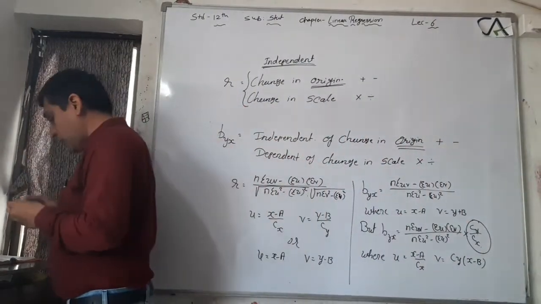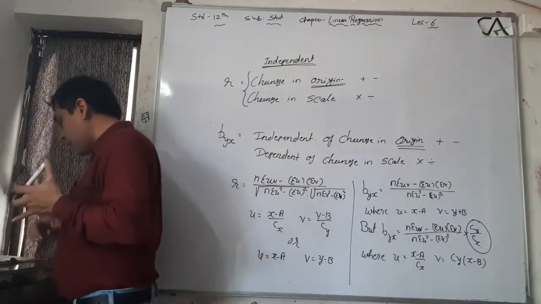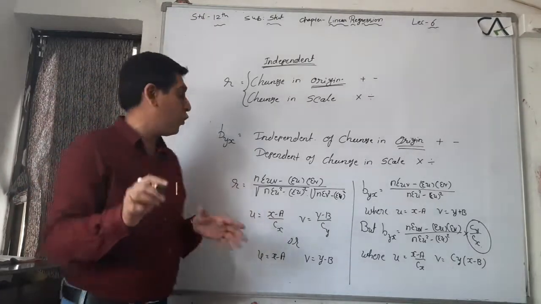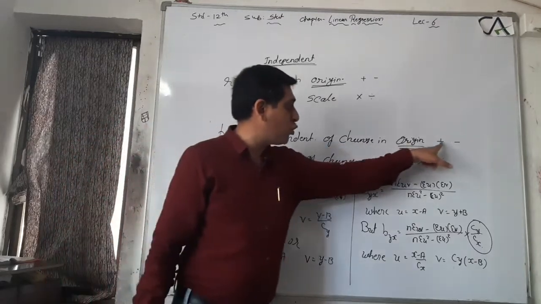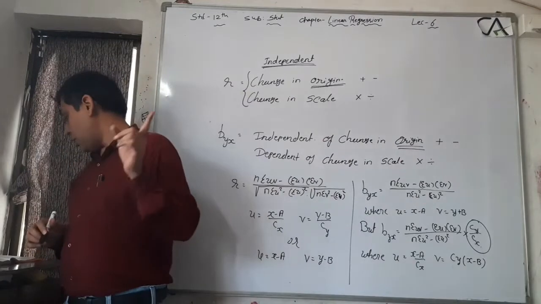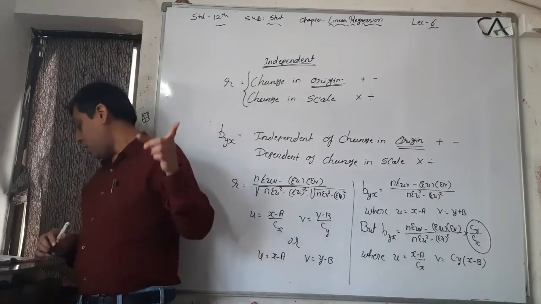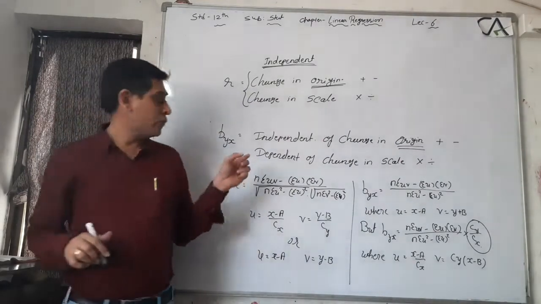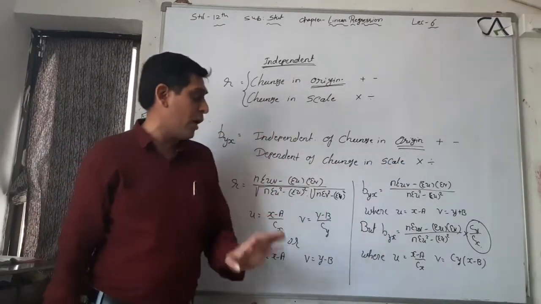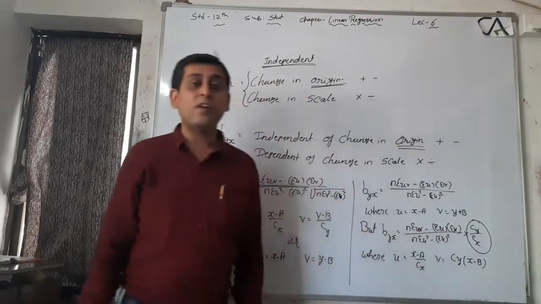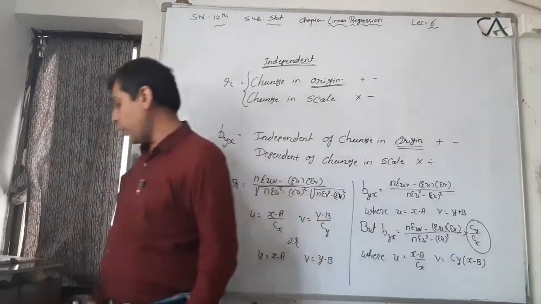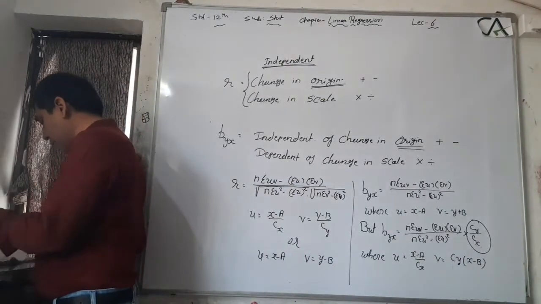So now, second one again: the regression coefficient is independent of change of origin, that is plus or minus, but it is not independent of change of scale, that is, it is dependent on change of scale. If you are multiplying or dividing some amount, then your answer will be changed. Here is the difference between these two. So read it carefully.